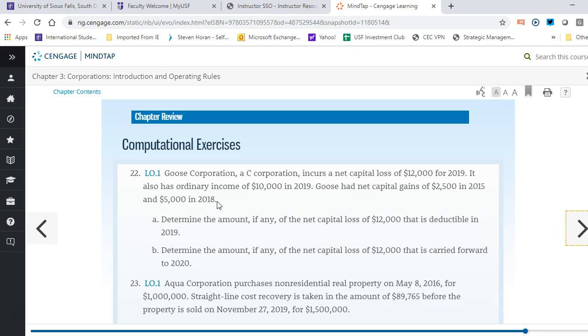And so they can cover for sure the $5,000 in 2018. And then the 2015 gain is too old. That means there's 7,000 left over. So 7,000 of that loss is left over that could be carried forward to 2020. Okay, so the answer for A is 0 and for B is 7,000.